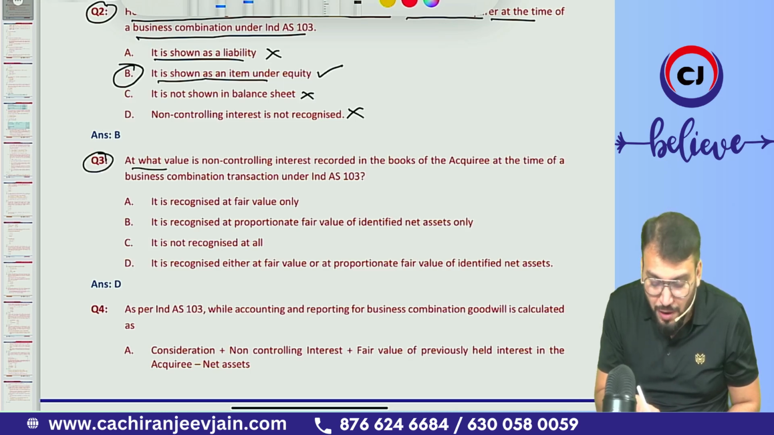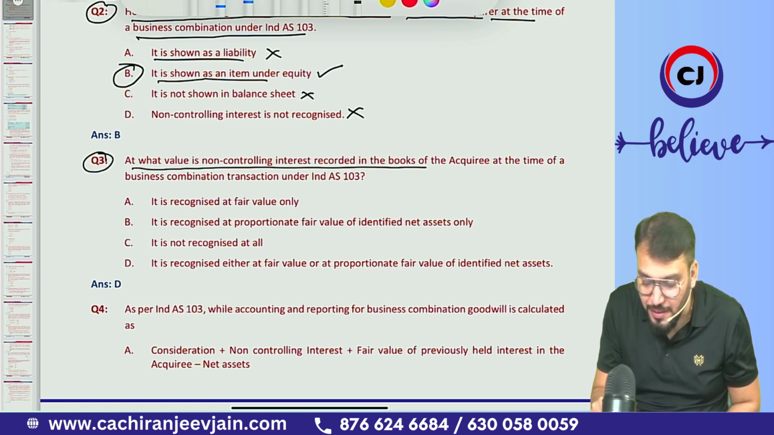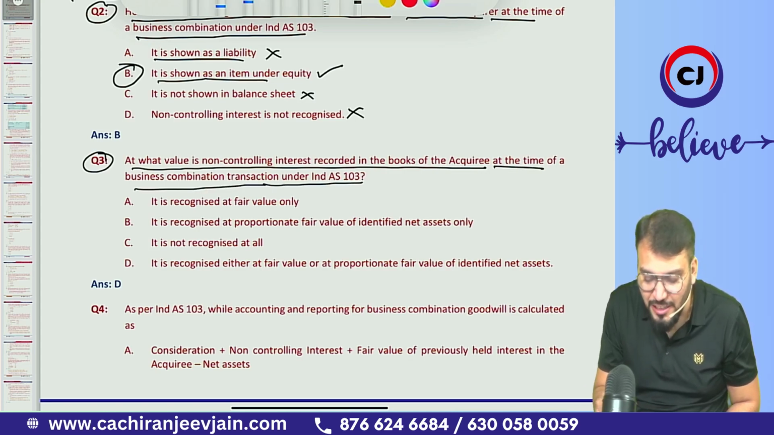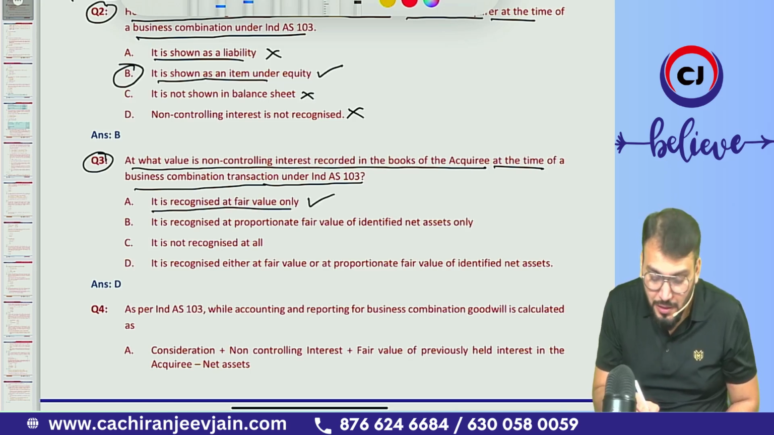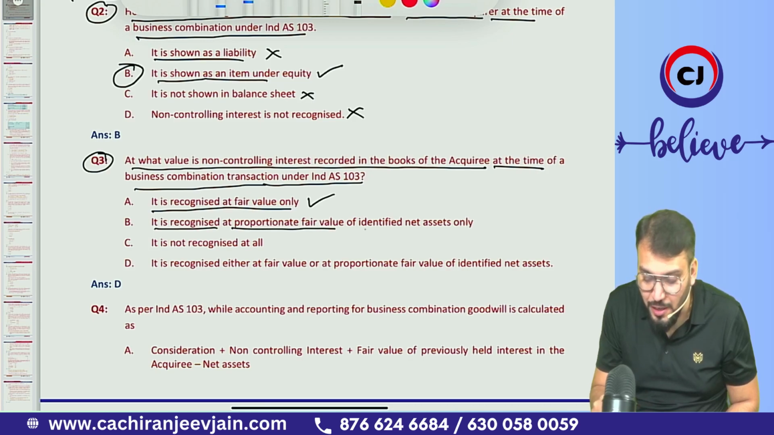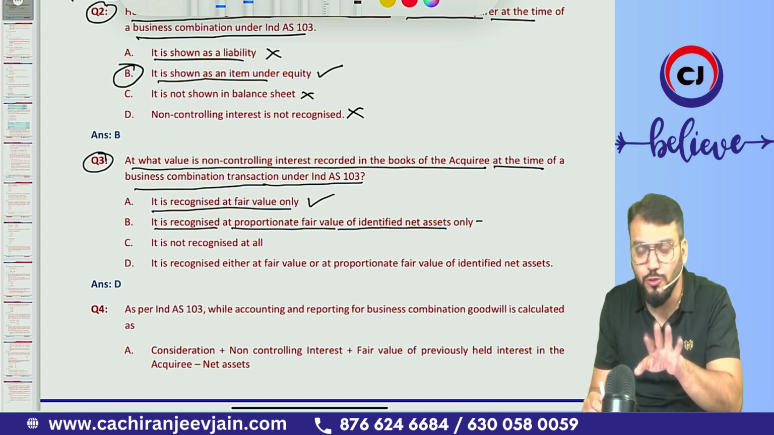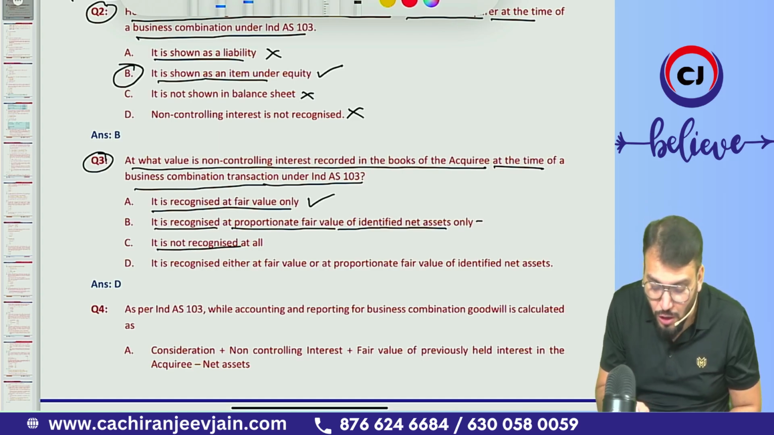Question number 3. At what value is NCI recorded in the books of the acquirer at the time of a business combination transaction under Ind AS 103? It is recognized at fair value only. Yes, it is correct. It is recognized as proportionate fair value of identifiable net assets only. This is also correct. It means it is recognized by two methods, either the fair value method or the proportionate share in INA method. So it is not recognized at all.